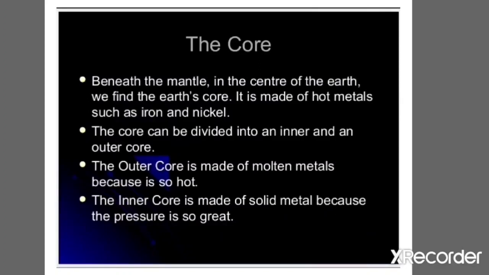In the inner core, it is made up of solid metal because the pressure is so great. So you can see that the core is made up of two parts, inner and outer. The outer core is made up of molten metal because it is hot, and the inner core is made up of solid metal because of the great pressure.